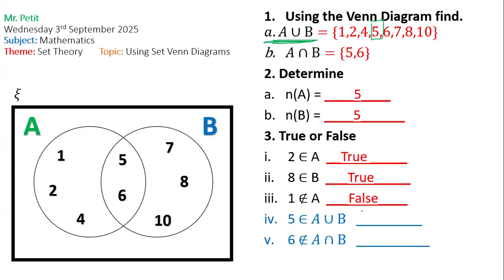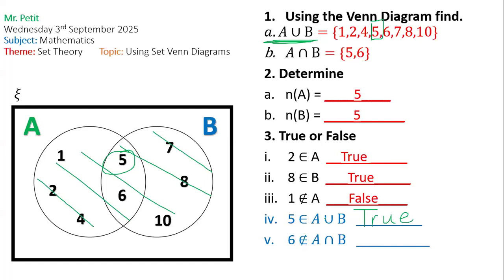How many persons got this right? This is true. Very good. Did anyone get this one wrong? No? Okay, so 5 is an element of A union B. You can also look at it from the diagram. Once it's inside the circles, even if it's in the overlap, it's still in the union, because this whole circle right here is the union. All of this is the union.